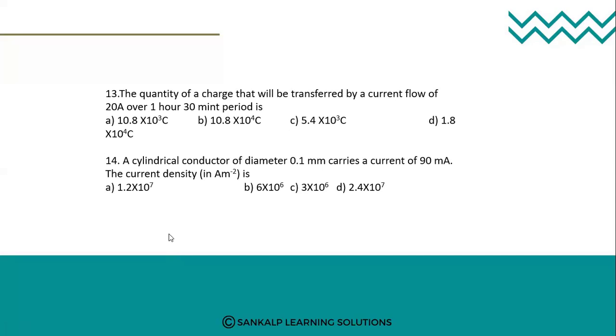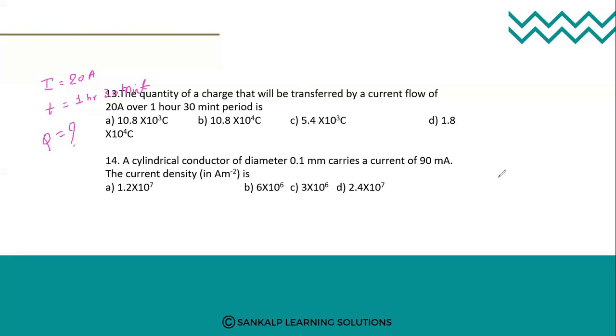Question number 13. The quantity of charge that will be transferred by a current flow of 20 ampere over a 1 hour 30-minute period is. So here what you need to calculate? You need to calculate the quantity of the charge. The current is given, it is 20 ampere, and the time is given as 1 hour 30 minute.